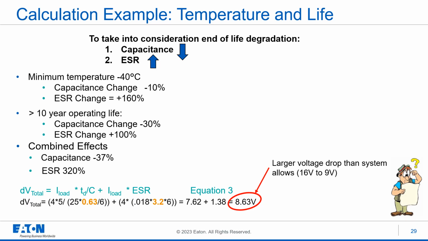Combining these two factors yields a 37% drop in capacitance, or 63% of initial value, and 3.2 times the datasheet value of ESR. These factors are multiplied into the equation in our constant current example for both the capacitance and the ESR. It yields a voltage drop of 8.63 volts, which is greater than the 7-volt window allowed by the system requirements.